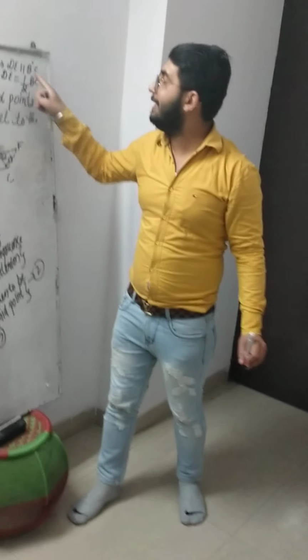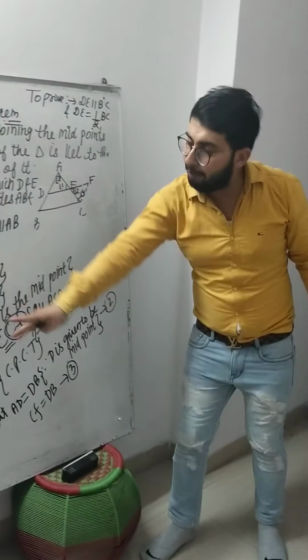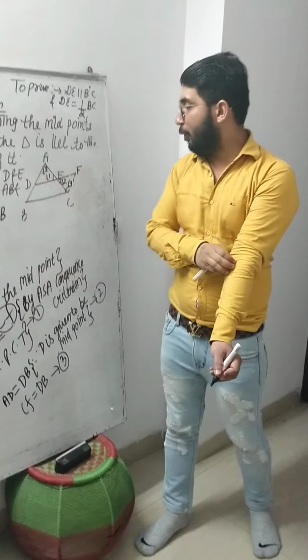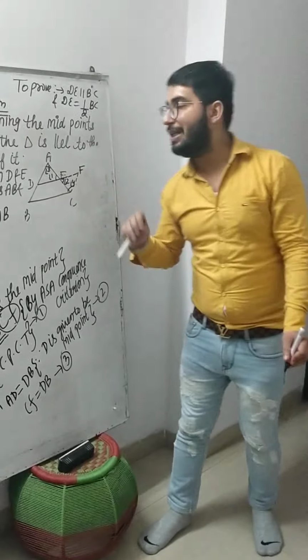We wanted to prove that DE is parallel with BC. We have proved that BC is parallel with what? ED. Now what do we have to prove? We have to prove that DE is half of BC.